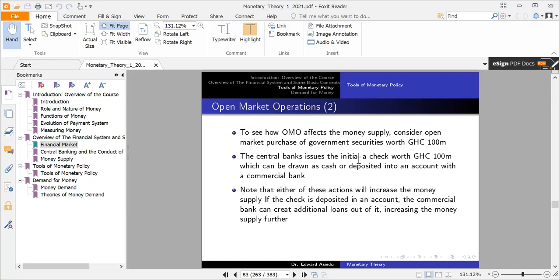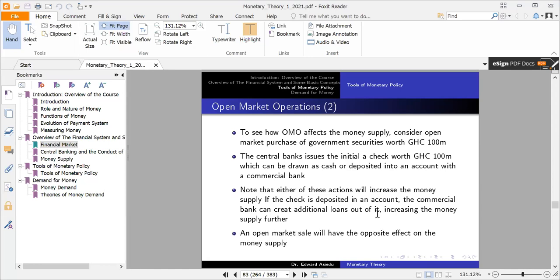So the central bank issues a check, or the central bank gives money to banks to loan out, like we did during the COVID pandemic. So banks can loan out to small businesses at a lower rate for small businesses to operate. That will be an open market purchase. You're pumping in money of about 100 million. Note that either of these actions will increase the money supply. If the check is deposited in an account, the commercial banks can create additional loans out of it. Even if the money is given to me and I put it in my account, the bank can give out more money from that money, and that can increase the money supply.